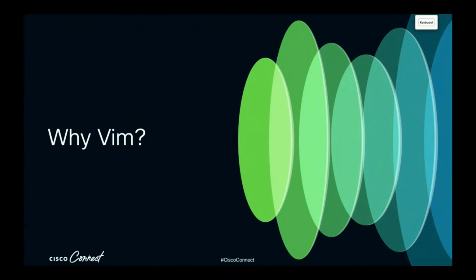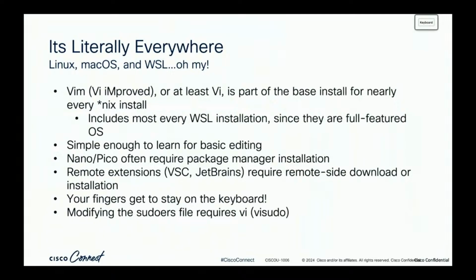So why would we ever consider using VI? It's everywhere. So if you run Linux, if you run Mac OS, if you run Windows WSL, Windows Subsystem for Linux, it's part of your baseband installation package. So if you install any of those operating systems, you will have VI available. And that includes, if you use WSL2, you're actually getting a full operating system installed as a virtual machine on your Windows system. So it's there, because it's a full operating system, there's nothing that's been removed. It is there by default.